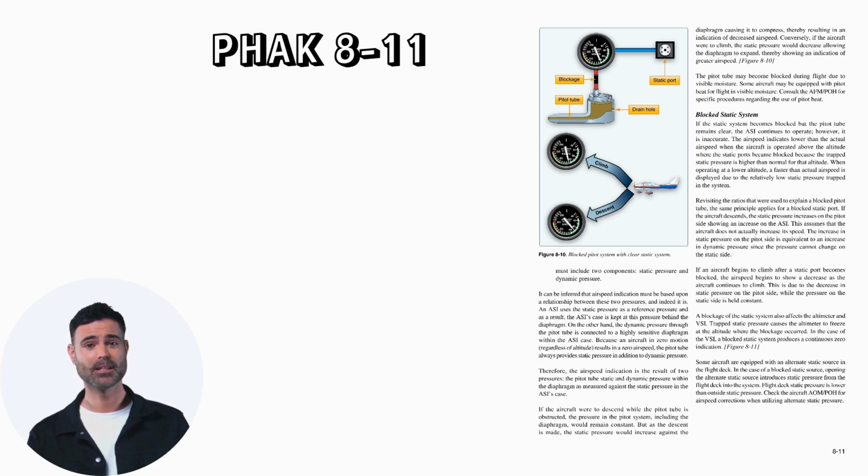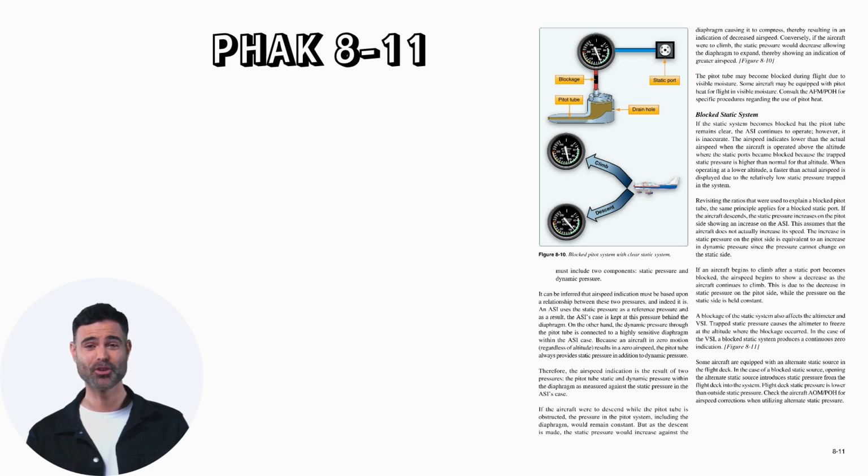If the aircraft descends, the static pressure increases on the pitot side, showing an increase on the ASI. This assumes that the aircraft does not actually increase its speed. The increase in static pressure on the pitot side is equivalent to an increase in dynamic pressure, since the pressure cannot change on the static side. If an aircraft begins to climb after a static port becomes blocked, the airspeed begins to show a decrease as the aircraft continues to climb. This is due to the decrease in static pressure on the pitot side, while the pressure on the static side is held constant. A blockage of the static system also affects the altimeter and VSI.